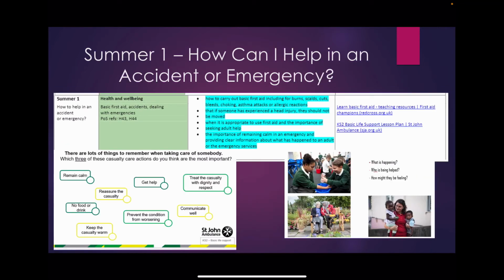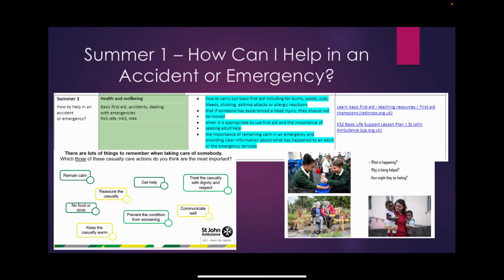In Summer 1, our key question is how can I help in an accident or emergency? This unit is all about how to carry out basic first aid, such as for burns and cuts, and that if someone has had a head injury that they shouldn't be moved and when it is appropriate to seek adult help. The children will also look at information about remaining calm and giving clear information when speaking to adults or emergency services about an accident that could have happened.